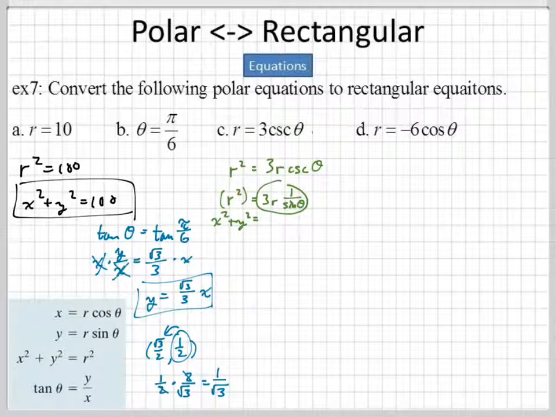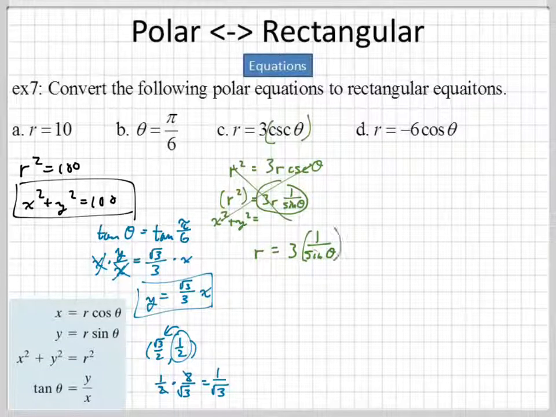I'm going to say let's not multiply both sides by r. Let's take this guy right here and change him right off the bat. Instead of having a cosecant, let's have a 1 over sine. So I have an r. We're going to scratch this away. We have r equals 3 times 1 over sine theta.